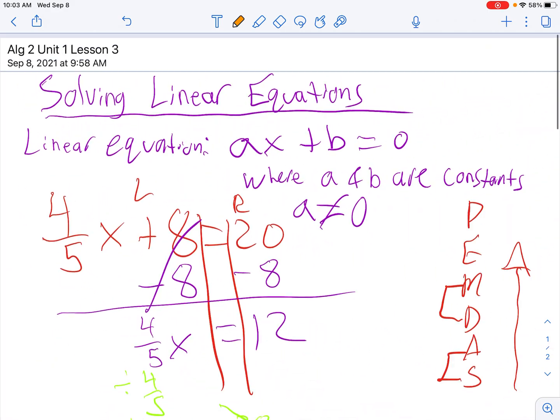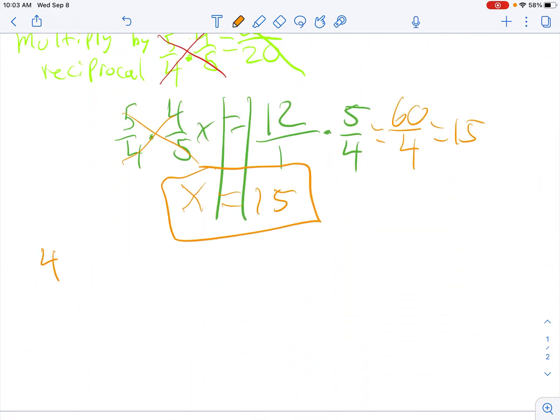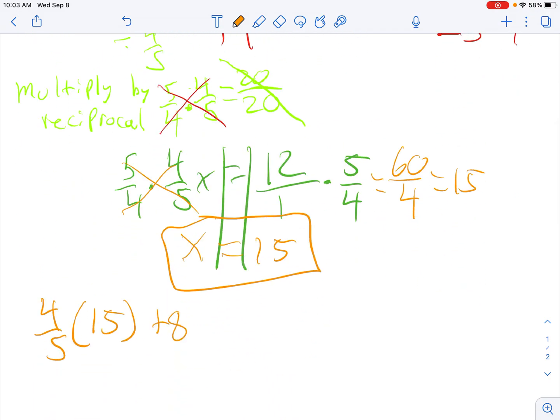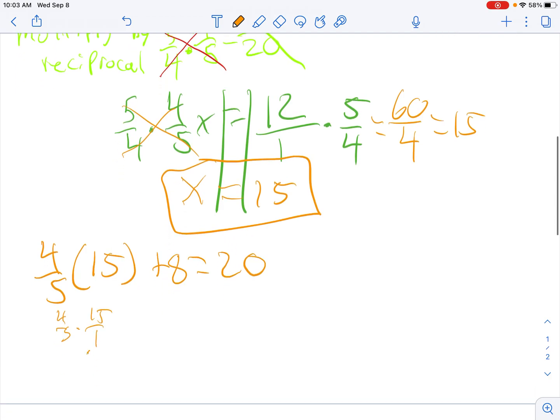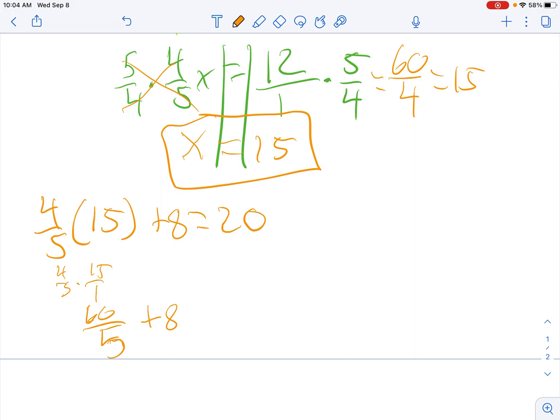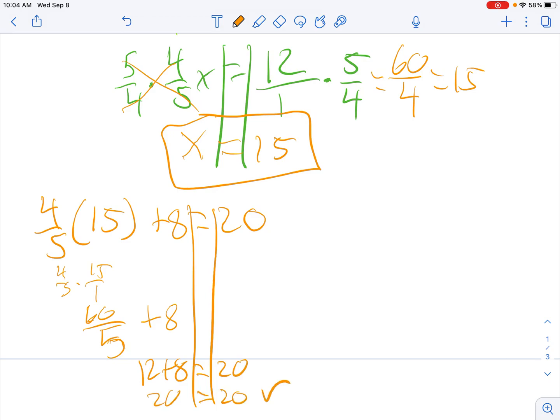You can always, always, always take this number and plug it back into your original equation. So I'm going to look at 4/5 times 15 plus 8 equals 20. Again, 4/5 times 15 over 1, that's 60 over 5, plus 8. 60 divided by 5 is 12. So 12 plus 8 equals 20, and that is a true statement. So we know we did it correctly.